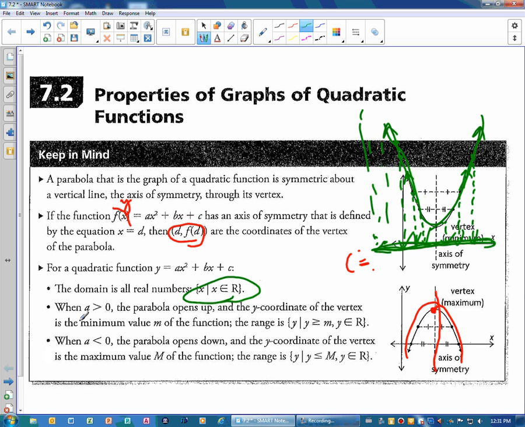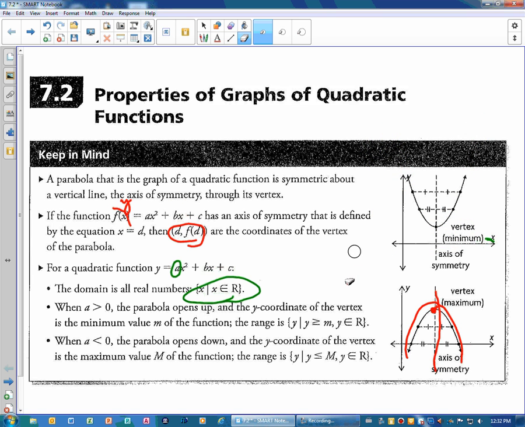Okay. Now it says when a is greater than 0, remember this first part of your parabola, when that's greater than 0 or positive, remember that the parabola is going to open upwards. And it says the y-coordinate of the vertex is the minimum value. Okay, so this is the absolute lowest point that this parabola will ever touch. Okay, that crosses your y-axis. Okay, so it says that the y-coordinate of the vertex is the minimum value of the function. Okay, so the x part of your vertex comes from the axis of symmetry. The y part of your vertex comes from the lowest point of that parabola.